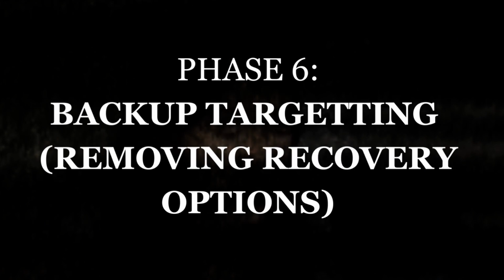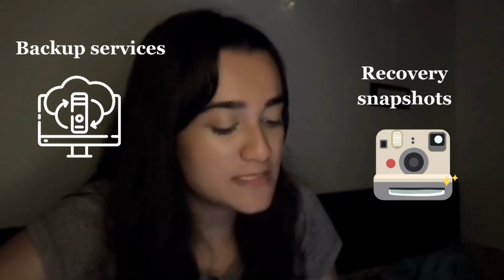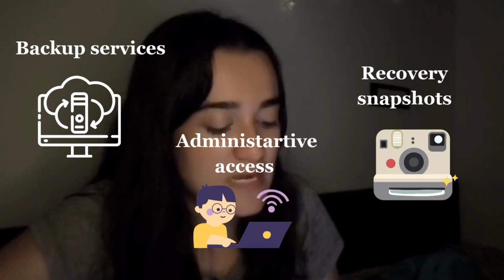We're coming closer to the last phase of the attack. We are on phase 6, which is backup targeting or removing recovery options. Before the attack begins, attackers often try to disable the recovery mechanisms. Because if a clean backup exists, the organization can restore the data even without paying. Common targets include backup services, recovery snapshots, administrative access to backup platforms, and the goal is to limit the recovery paths. This also quite increases the pressure during negotiation.